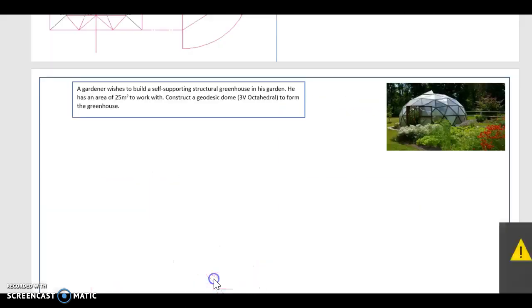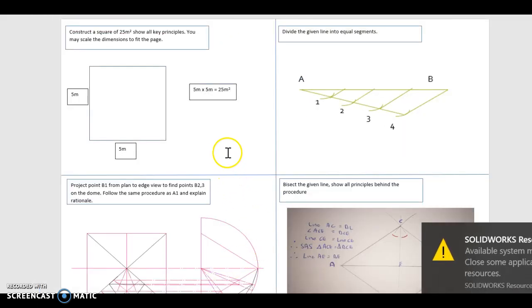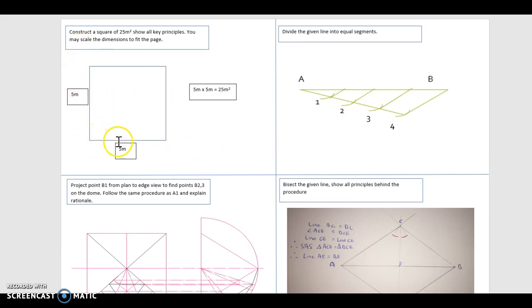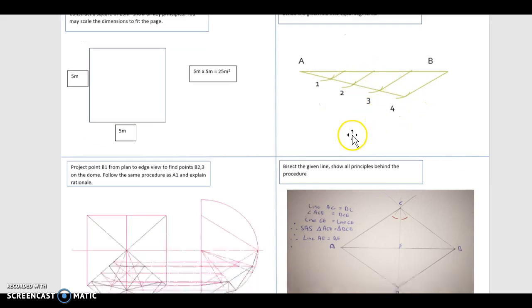Looking at the solution to the question, we have a square, just a simple square drawn, 5 meters by 5 meters gives 25 meters squared. We have the line divided into equal segments, so your line stepped down and arc swung at equal line distances and projected back up to your original line.